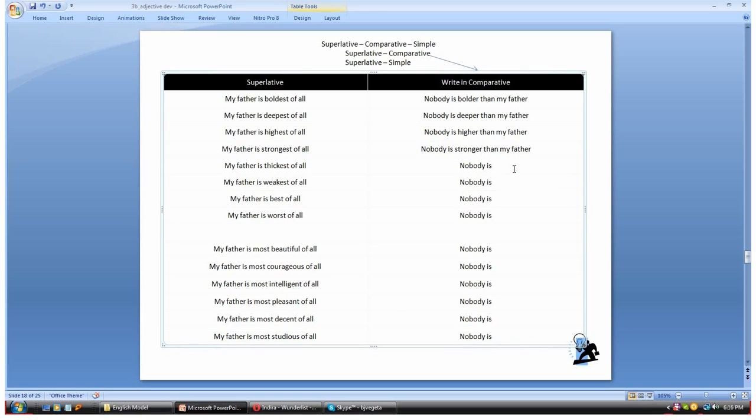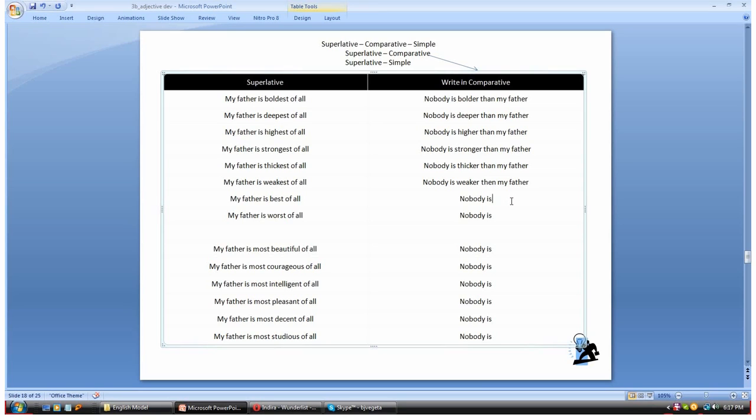My father is the thickest of all. Not "of all"; this is comparative, so "than" explains that it is comparative. My father is weakest of all. Weaker than my father. Are we changing the meanings here? No, we are not changing the meaning.